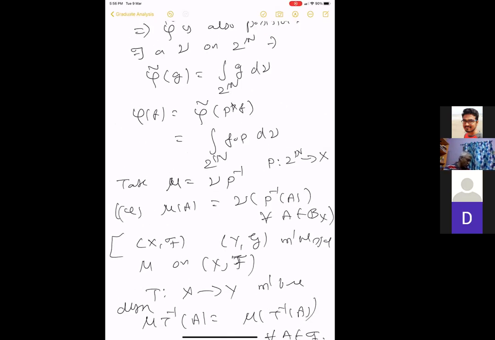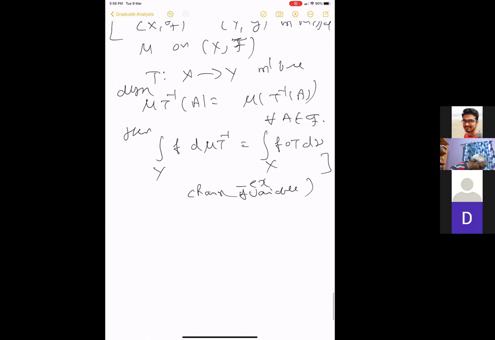So what do we have? Now we want to calculate phi of f. We have a measure on the Cantor set, and a function from the Cantor set to our original compact set. Using that function and the measure on the Cantor set, we brought back the measure. If you have a transformation from one measure space to another, by taking the inverse image of a set, you can define a measure on the image space.